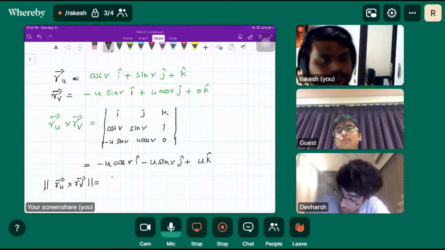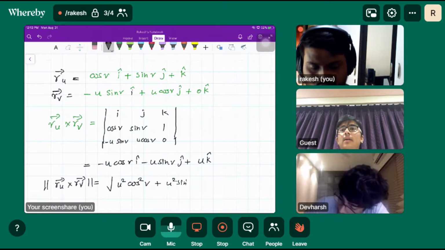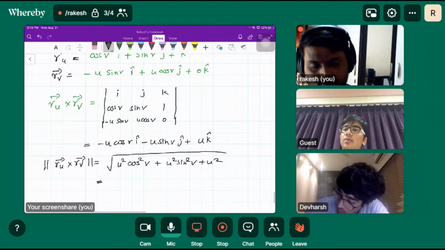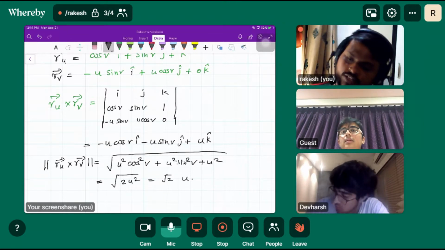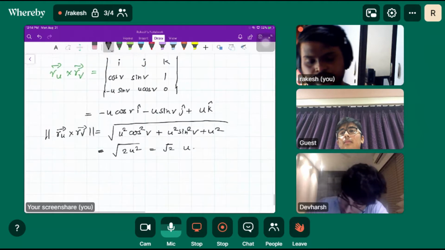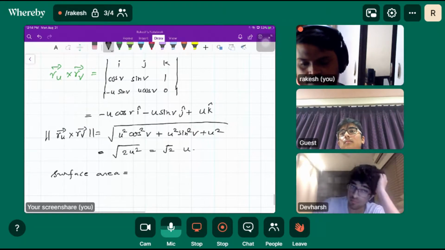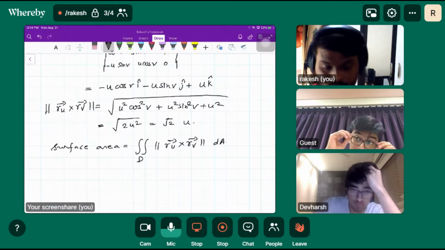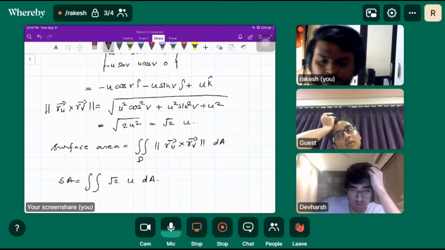That will be u square cos square v plus u square sin square v plus u square, which is 2u square, which is root 2 u. Now the surface area is equal to this |Ru cross Rv| dA. So the surface area is equal to root 2 u dA, isn't it?